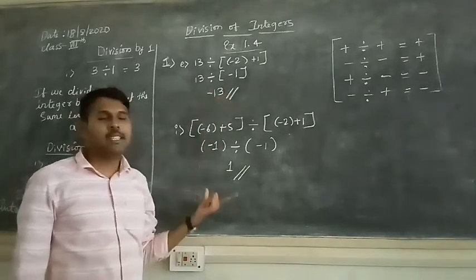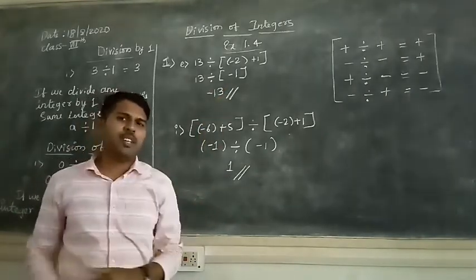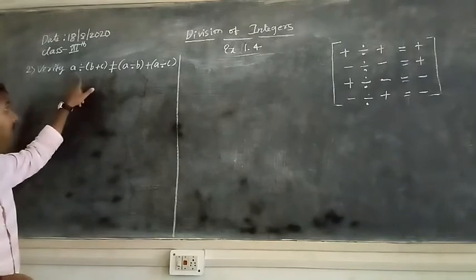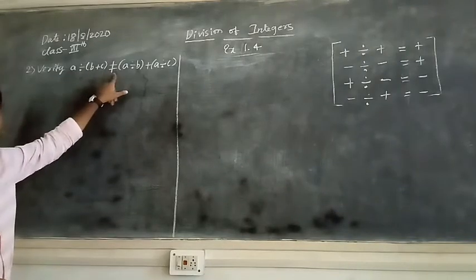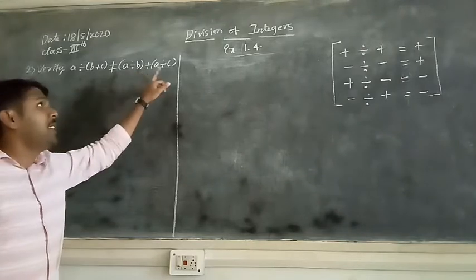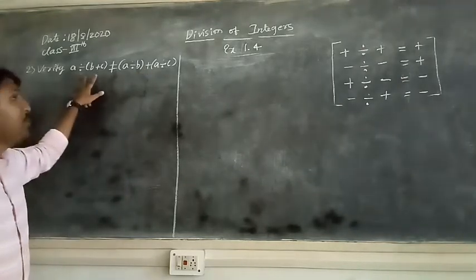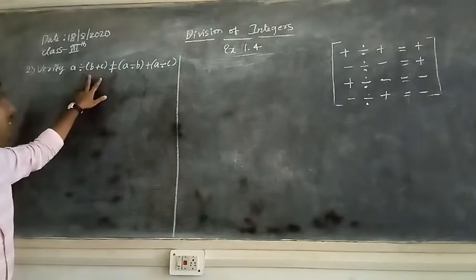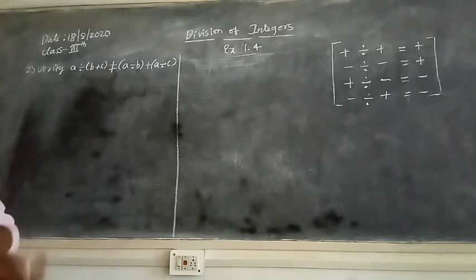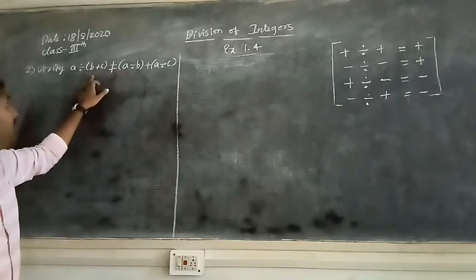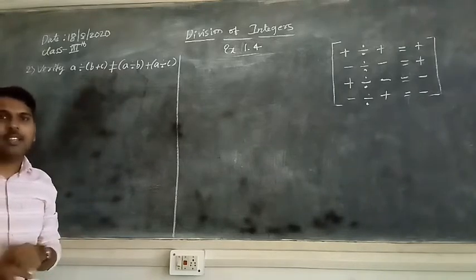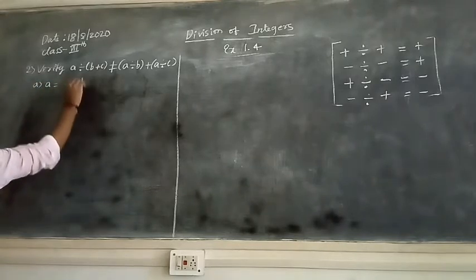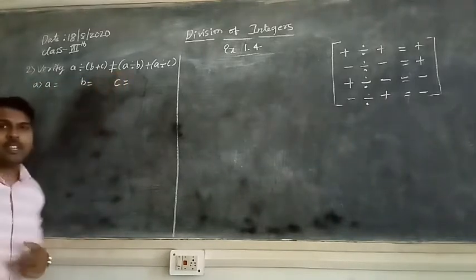This is the way of solving these two types of problems. The remaining 7 problems are homework problems. The second question is: verify a divided by b plus c is not equal to a divided by b plus a divided by c. This is a distributive property, no? If you remove this division sign and just put the multiplication sign, this is the distributive property, no? In this, the division sign is also one property. Just check it: LHS is not equal to RHS. And they have given the values of a, b, and c also. So what are the values?